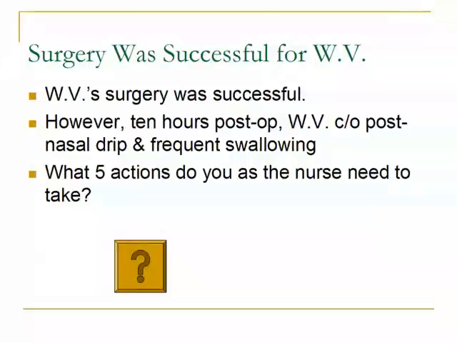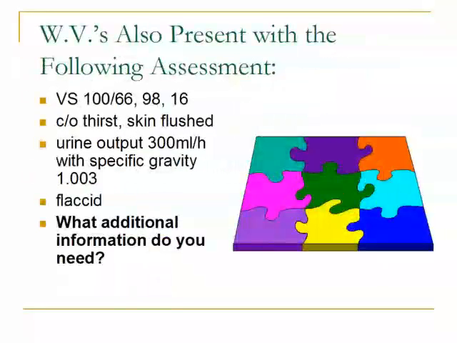So if the patient is developing an infection, they will be put on an antibiotic and bed rest during the initial treatment. The patient also begins to present with low blood pressure and a little bit of tachycardia, respirations are okay. The patient is complaining of being very thirsty, the skin is flushed, and you note on the patient's Foley urometer that the patient had 300 milliliters per hour of urine output with a specific gravity of 1003. The patient's muscle tone appears very flaccid. So the additional information that you need to see is on the next slide.